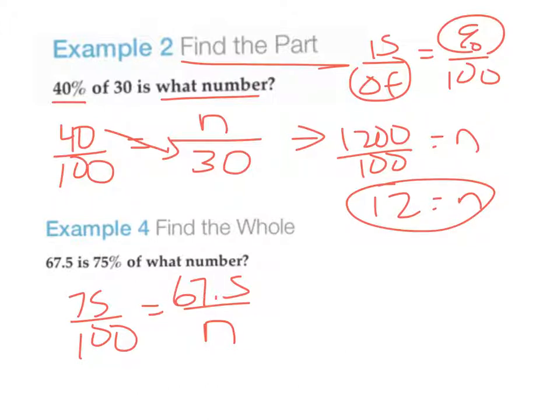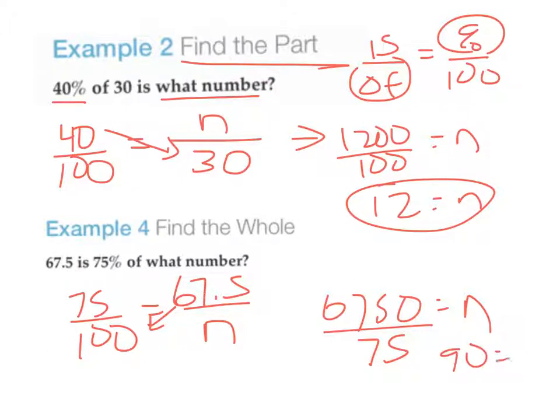So now we do our cross multiplying. So 67.5 times 100. So you always multiply the numbers and divide by what's across from the letter. So what's across from the letter gets divided, and the two numbers, whichever angle they are on, get multiplied. So when we do that, and we press our calculator, we get n equals 90. And that's the answer to this problem.